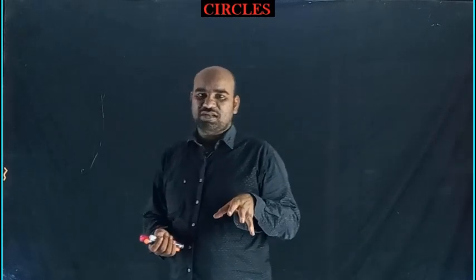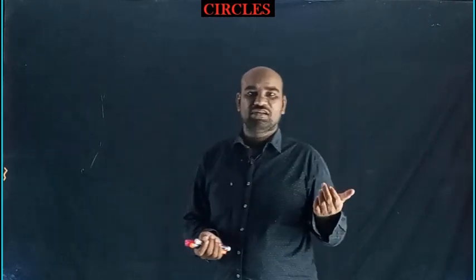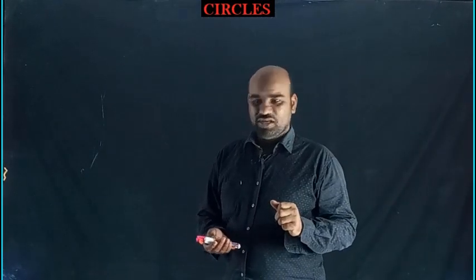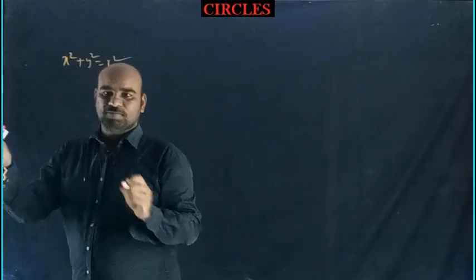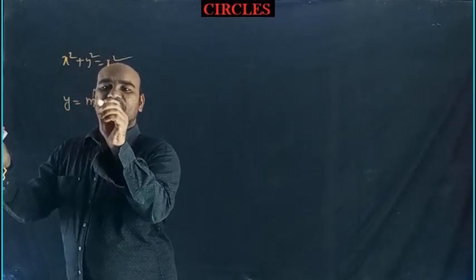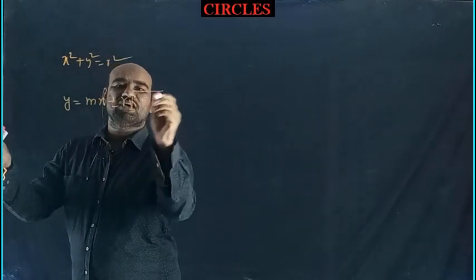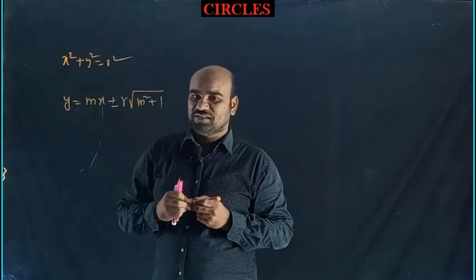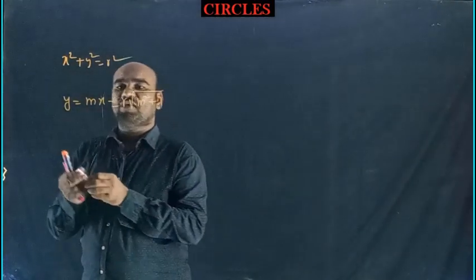Already in the sixth part, I explained how to find the equation of tangent for a basic circle. For the circle x square plus y square equal to r square, we got the tangent of the form y is equal to mx plus or minus r into root over m square plus 1. Here m stands for the slope of that line. So this is said to be the slope form of the tangent for a basic circle.